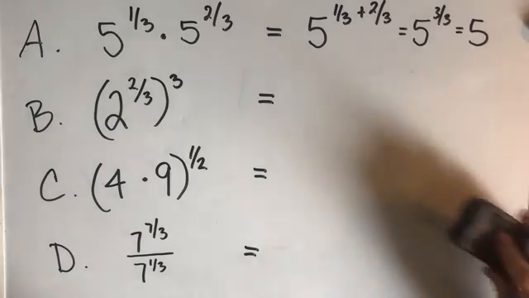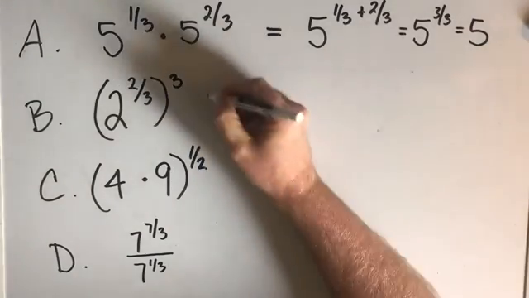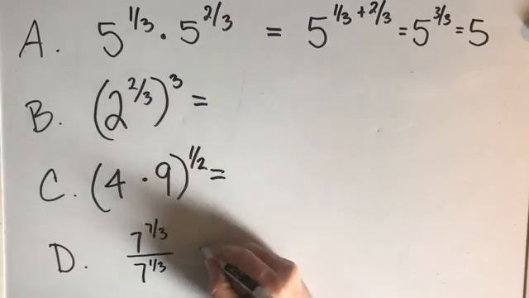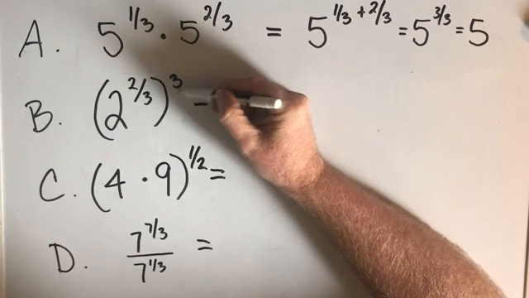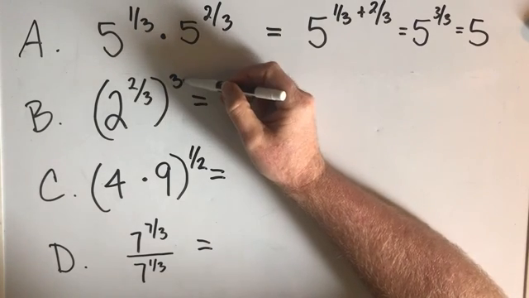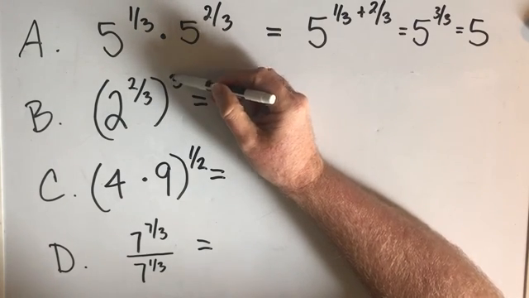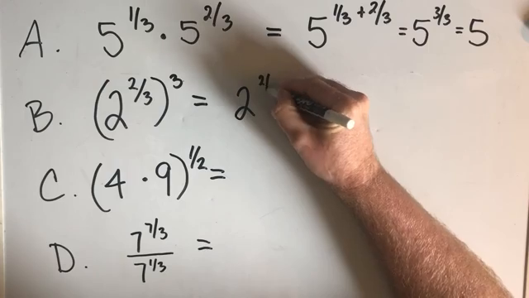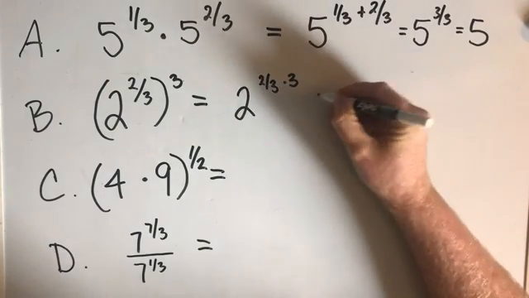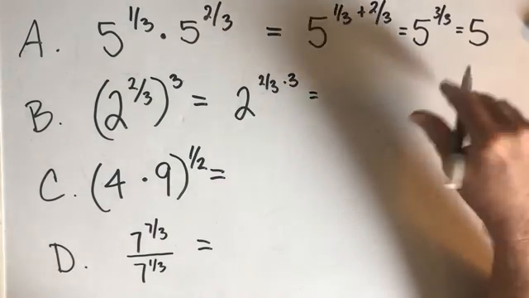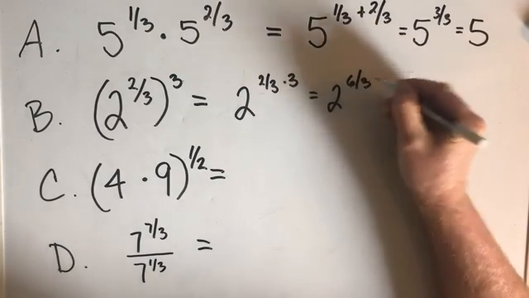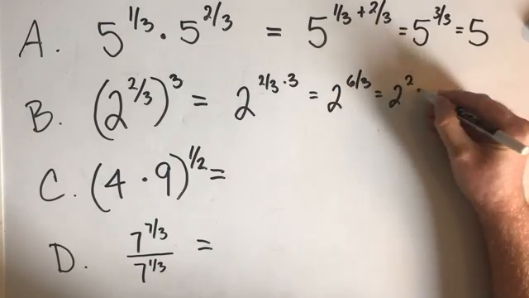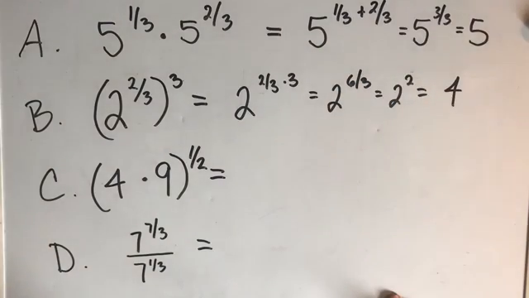So I'm going to make myself a little more room here and move my equal signs in a little better. What you can do is take this 3. If we are raising a power to a power, you multiply the exponents. So I'll take the base 2, and then do 2/3 times 3. Well, 2/3 times 3 gives 2 to the 6/3, which is 2 to the 2nd, which is 4.